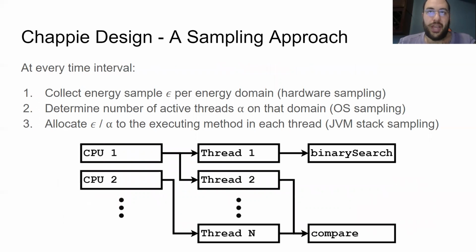Now I'm going to describe how Chappie actually does a computation of accounting. So at every time slice, we sample the energy by energy domain from the hardware. Then from the operating system, we figure out the number of active threads on each of the energy domains. Finally, we allocate an equal slice by domain for the methods being executed by each thread, resulting in the final energy footprint for each time slice.